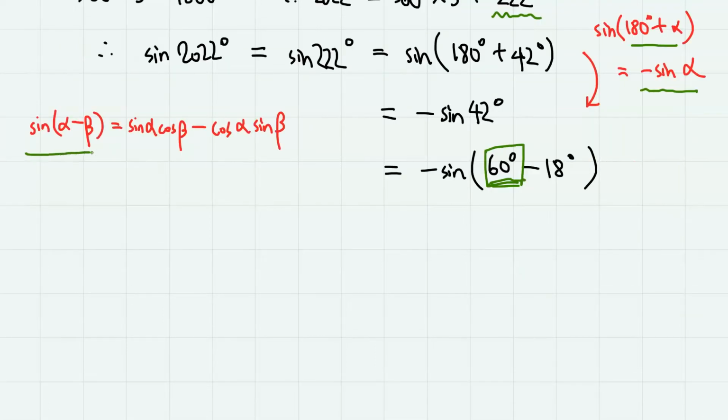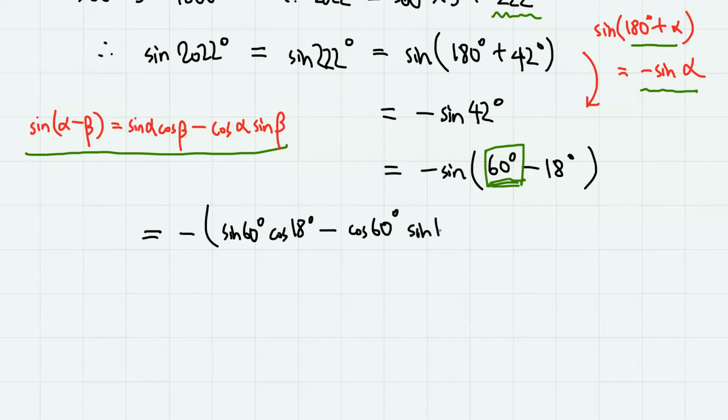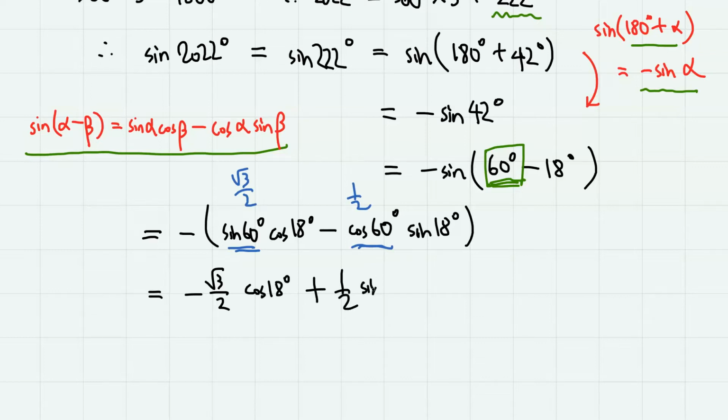So now let's use this famous angle sum and difference formula. Then we obtain minus sine 60 degrees cosine 18 degrees minus cosine 60 degrees sine 18 degrees. Here sine 60 degrees is square root of 3 over 2 and cosine 60 degrees is simply 1 over 2. So we have minus square root of 3 over 2 cosine 18 degrees plus 1 over 2 sine 18 degrees for the expression of sine 2022 degrees.